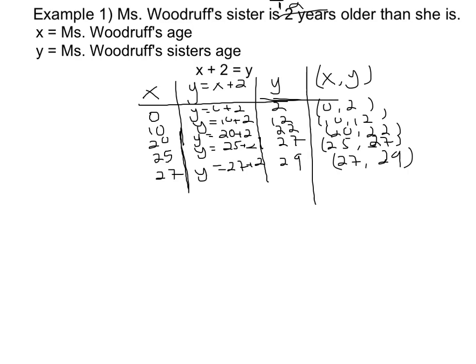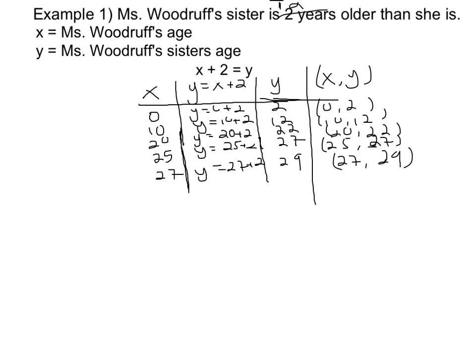So with my table of values filled in, what I've really just created is a whole bunch of ordered pairs. Right? For every age I am, my sister is 2 years older than I am. So my ordered pair when I was born would be (0, 2). When I was 25, it would be (25, 27). When I was 27, it would be (27, 29). And with that, we can make our graph if we want to.